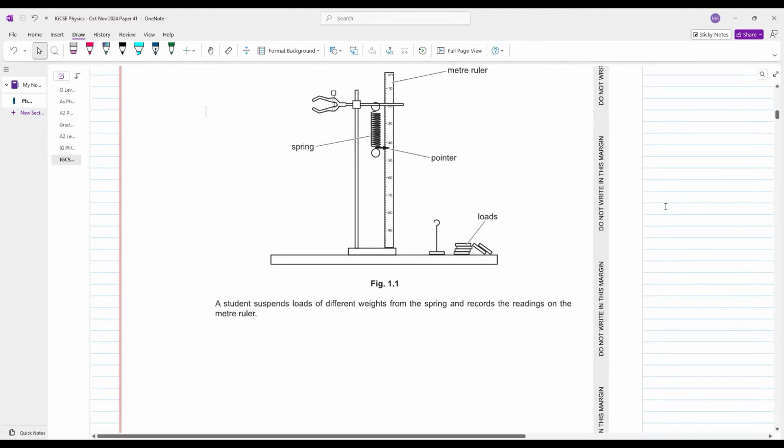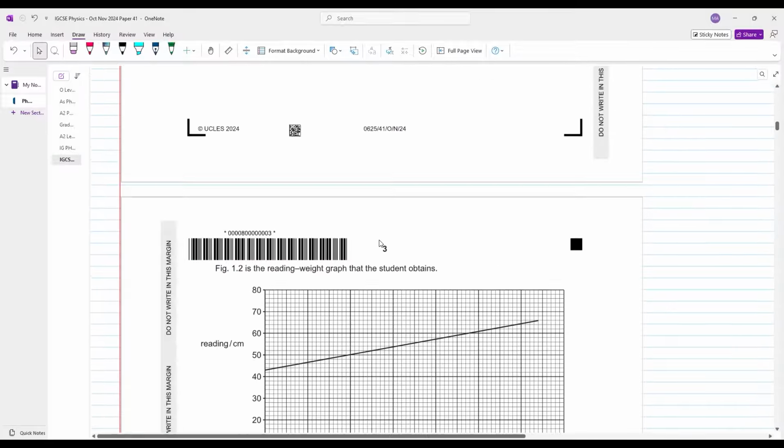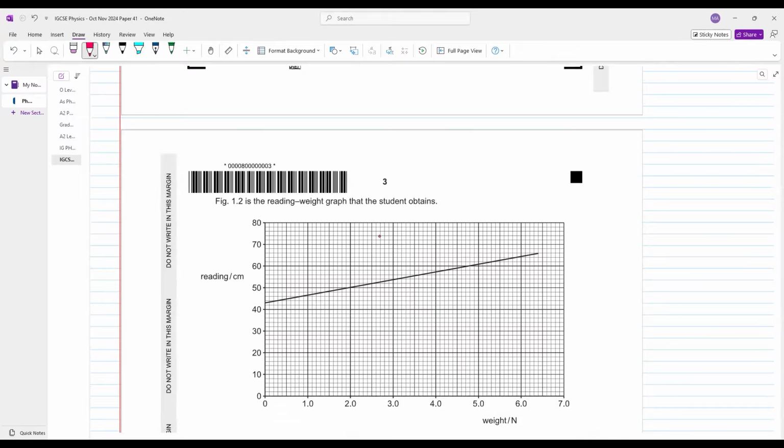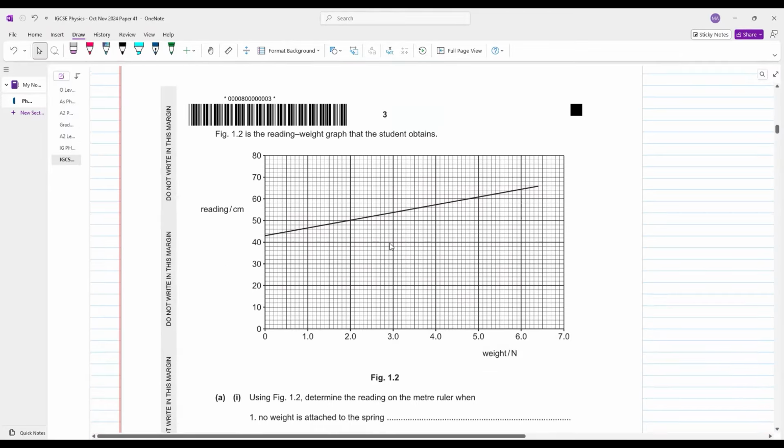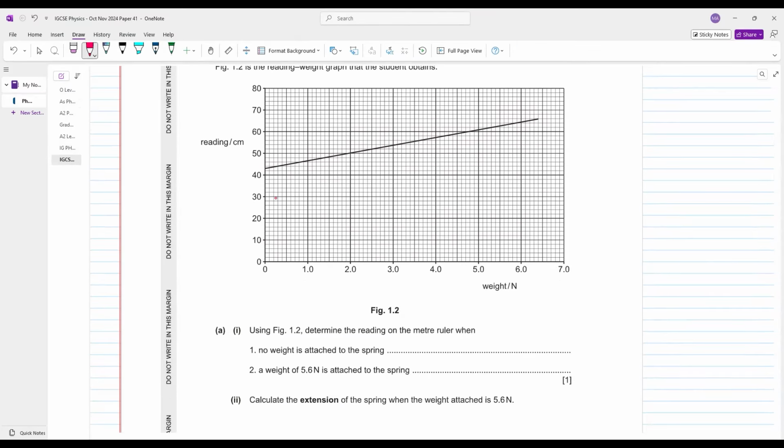A student suspends loads of different weights from the spring and records the reading on the meter rule. Different loads are being attached and you keep noting the meter rule reading. Perfect, nothing complicated. Figure 1.2 is the reading/weight graph the student obtains. Reading is on the y-axis, weight on the x-axis. Use Figure 1.1 to determine the reading on the meter rule when no weight is attached.